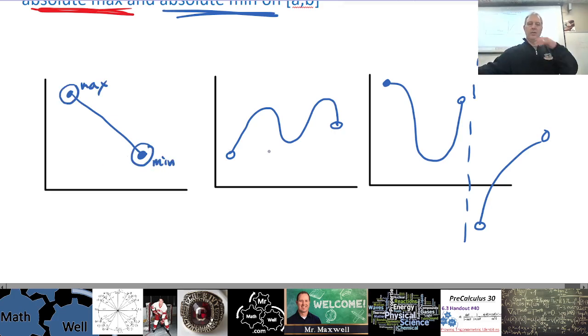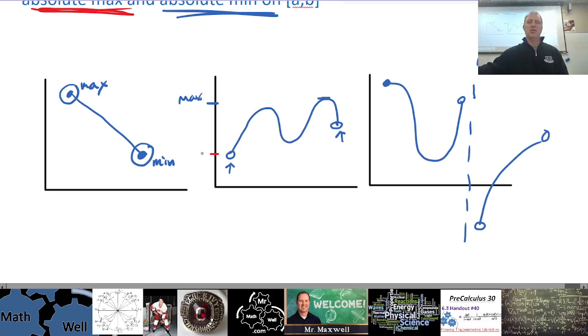This one here, notice that it's continuous, but it's not a closed interval. So this is an open interval because of these open circles here. So we could have an absolute max, and we could have an absolute minimum, but it's not guaranteed by the theorem. So here's why. This appears to be the local max right here, so that's the max value. And there appears to be a minimum value down here somewhere, but we can't identify it because it's an open interval.